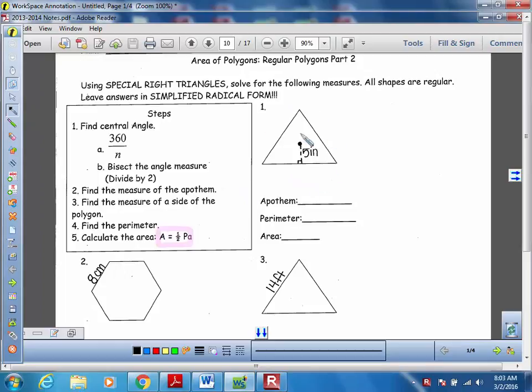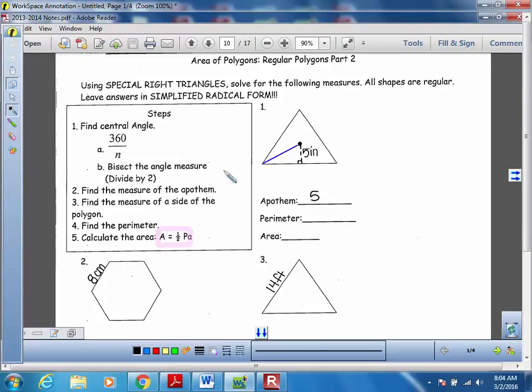If we're looking at this regular polygon, we're given the apothem, which is 5. Then we would need the perimeter in order to solve for the area. We do not have any of the side lengths, and so the way that we would begin solving for the side length is first we would want to draw our radius from the center to the side.